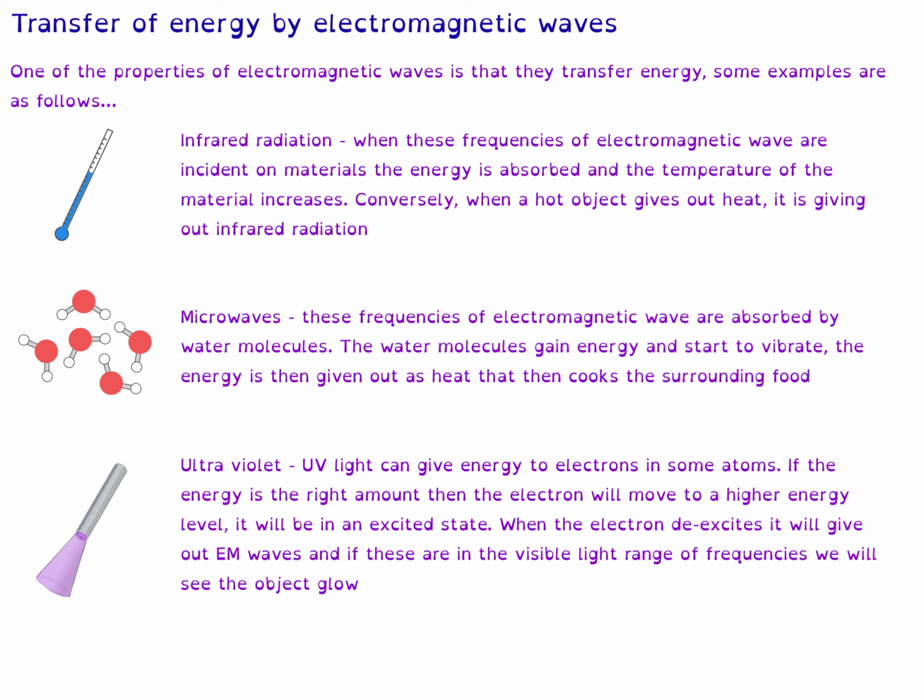Ultraviolet. UV light can give energy to electrons in some atoms. If the energy is the right amount, then the electron will move to a higher energy level. It will be in an excited state. When the electron de-excites, it will give out electromagnetic waves, and if these are in the visible light range of frequencies, we will see the object glow.